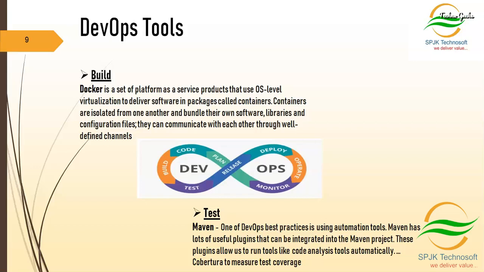And next, coming to test. The testing tool which we call Maven is one of the DevOps best practices in using automation test tools. Maven builds multiple projects at the same time. Once your project is able to build, it can be rebuilt on a different machine, that is, it is repeatable on the build servers.